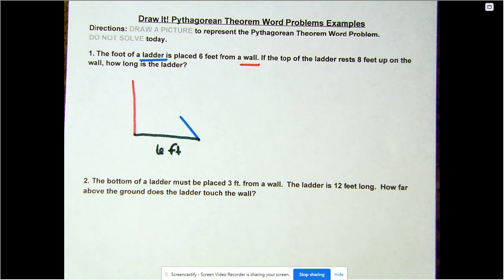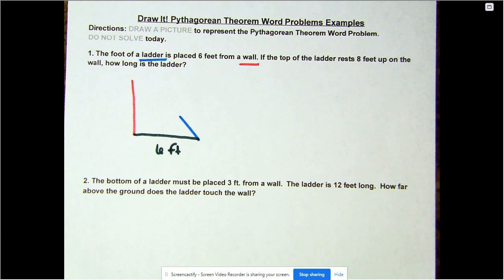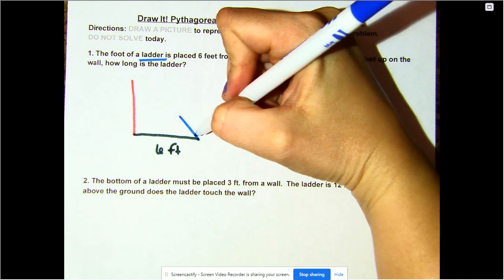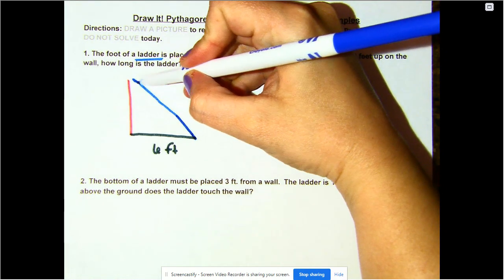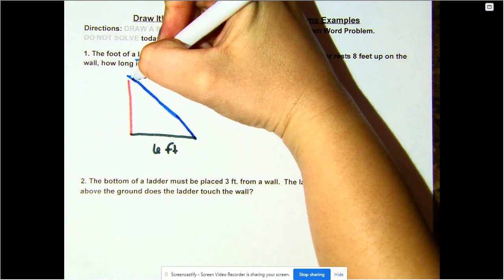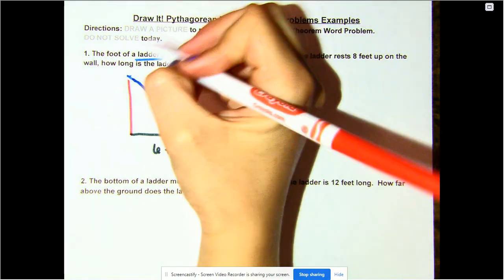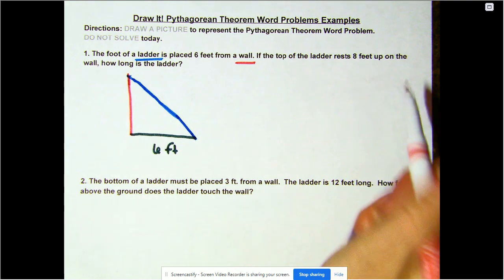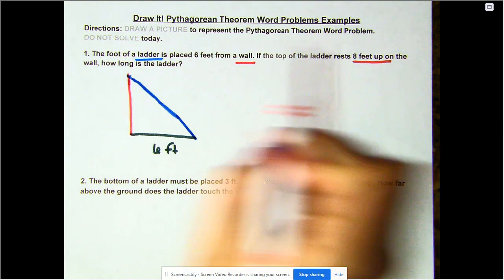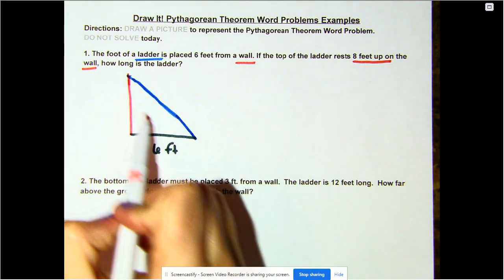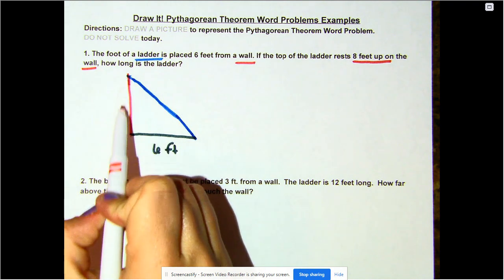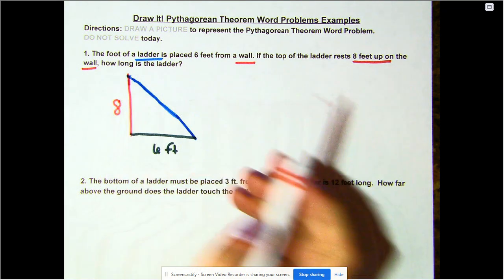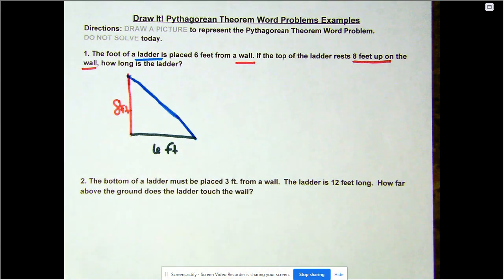If the top of the ladder rests 8 feet up on the wall. So now I know more information about the ladder. The ladder is not only placed 6 feet out, but it's also resting up on the wall. So I get them to connect. As I read further, it rests 8 feet up on the wall. So 8 feet is the height of the wall that the ladder hits.